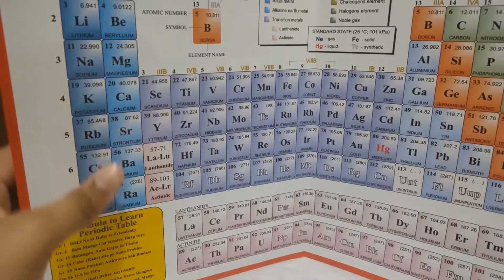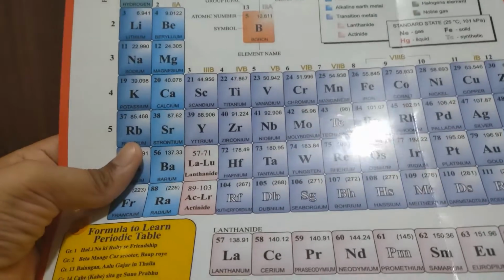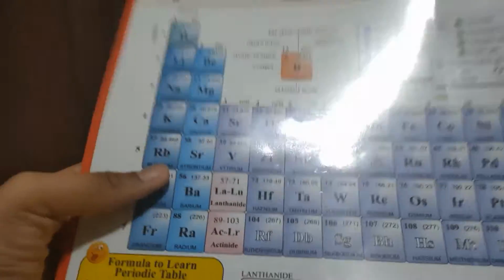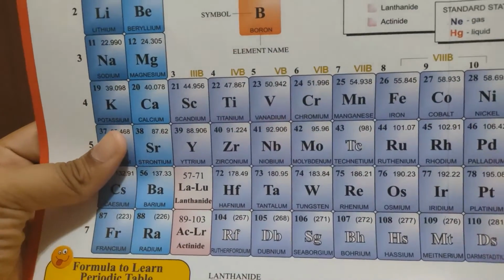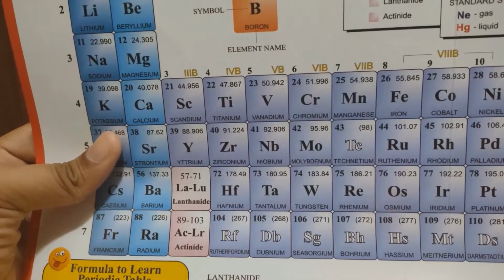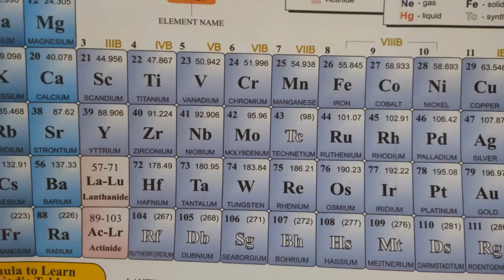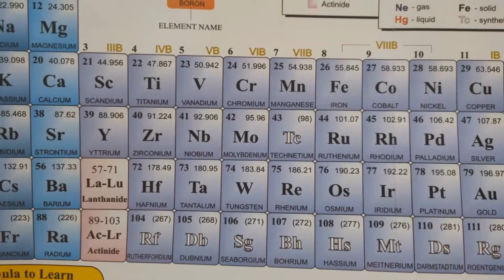For the next one we have over here the 23rd one. It is the vanadium. It has an atomic mass of 50.942 and it's represented by the symbol capital letter V.